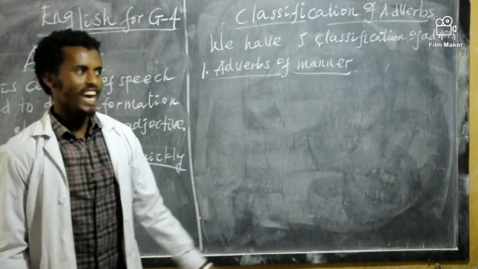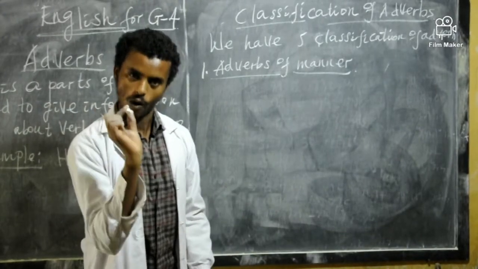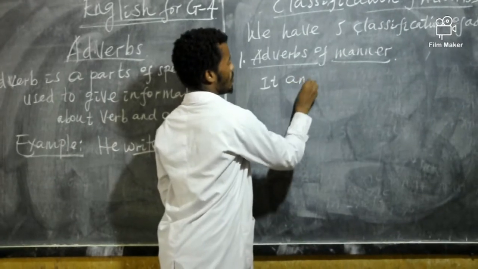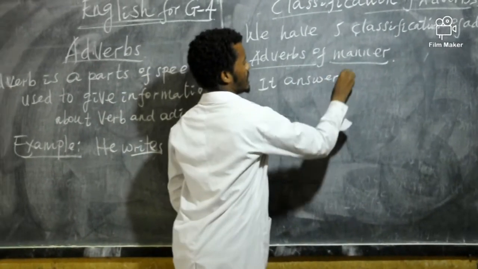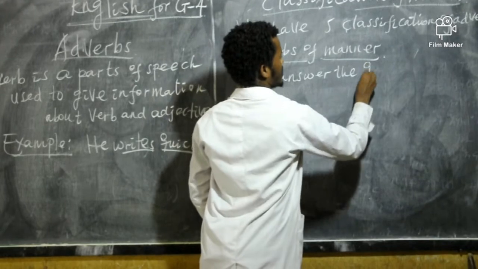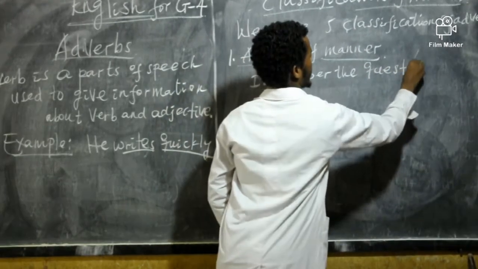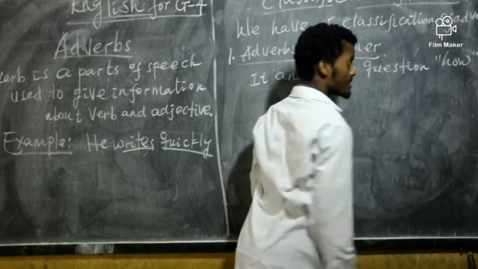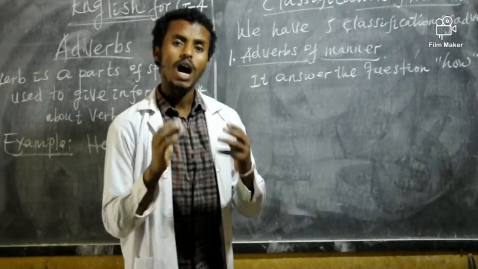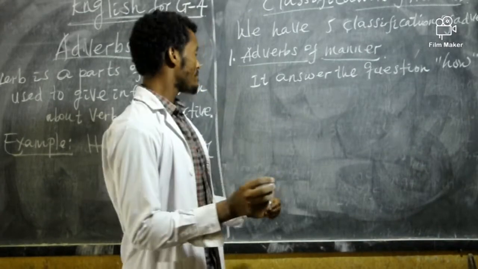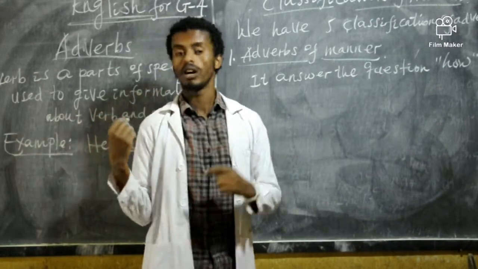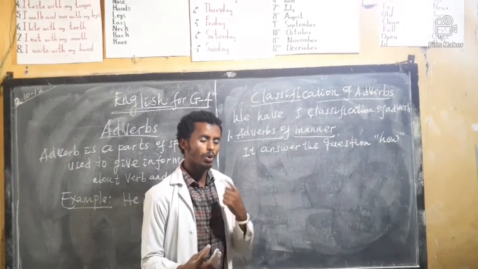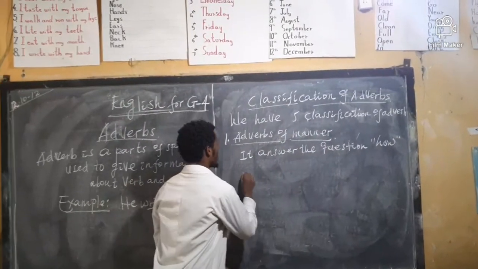Adverbs of manner answer the question how. This means it shows us how something happens. For example, I read one example before this. Quickly. How does he write? Quickly. You see? For example, she runs slowly. How?